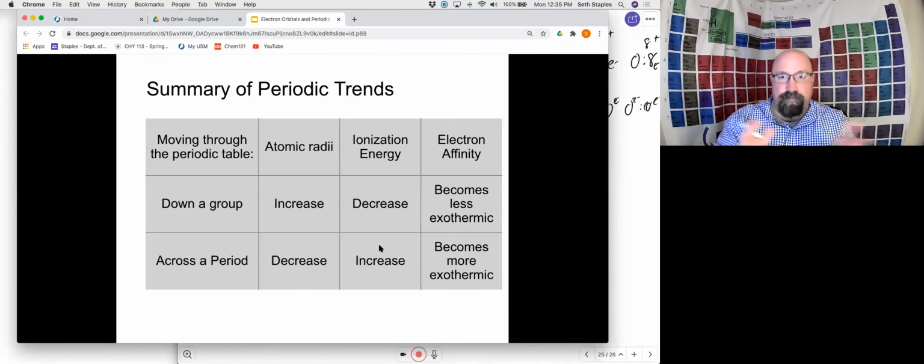And so to sum up our periodic trends, as we move through the periodic table, atomic radius increases as we move down, and it decreases left to right. Ionization energy decreases as you move down and increases as you move left to right. Electron affinity as you move down becomes less exothermic, and as you move across, it becomes more exothermic. And remember that this is all tied into how the electrons are arranged around the nucleus.